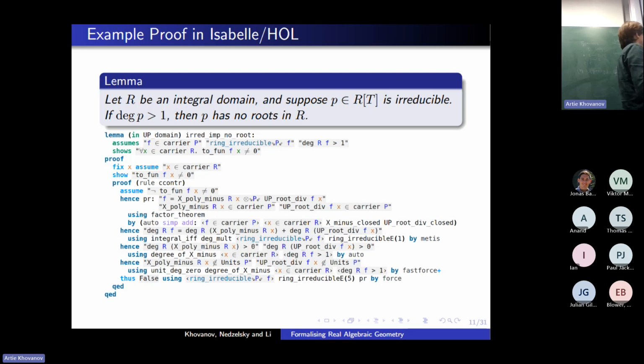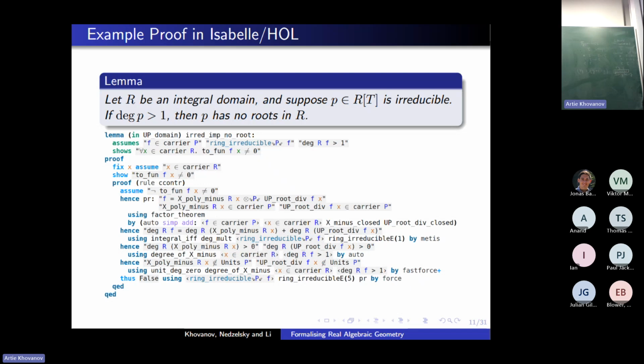And so we assume, and now we have to do this carrier checking. In our assumptions, we have to check that f is a polynomial. If we had a type based system, we wouldn't have to check that. With a type class based system, we wouldn't have to assume that. And that f is irreducible in the polynomial ring, and that its degree is bigger than 1. And we're going to show that for all elements x, f of x is not 0.